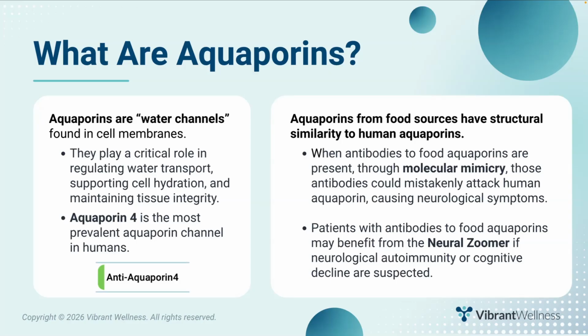Aquaporin 4 is the most relevant aquaporin channel in humans. Note that aquaporins from food sources have structural similarity to human aquaporins. So when antibodies to food aquaporins are present, through molecular mimicry, those antibodies could mistakenly attack human aquaporin, causing neurological symptoms. Therefore, patients with antibodies to food aquaporins may benefit from the Neural Zoomer if neurological autoimmunity or cognitive decline are suspected.